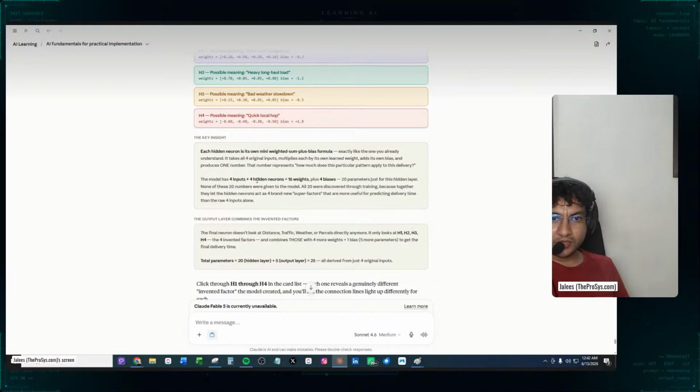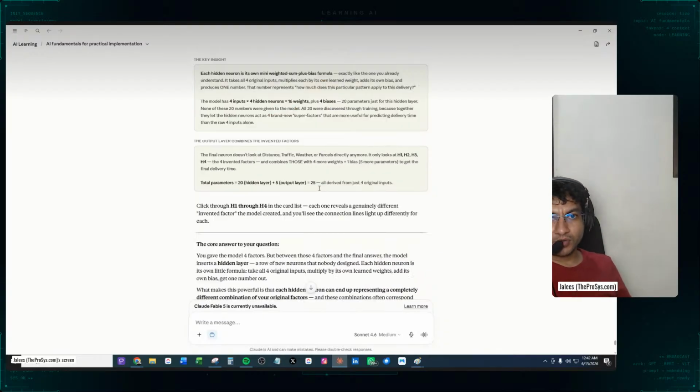The model has 4 inputs, 4 hidden neurons, 16 weights plus 4 bias, 20 parameters just for this hidden layer. None of these 20 numbers were given to the model, all were discovered through training because together they let the hidden neurons act as four brand new super factors that are more useful for predicting delivery time than the raw 4 inputs alone.